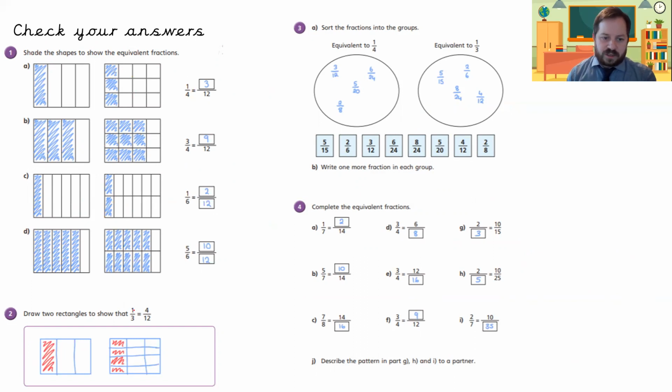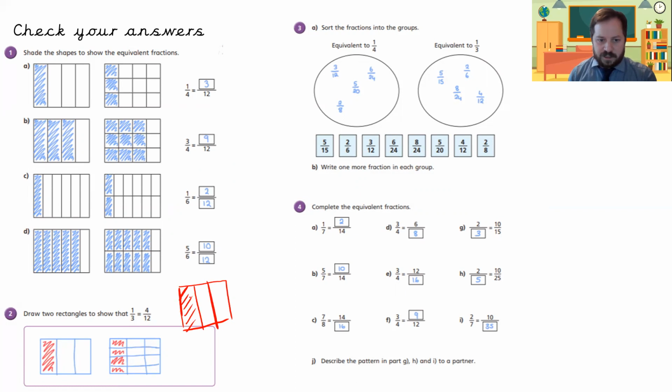Then it says draw 2 rectangles that show 1/3 is equal to 4/12. So the easiest way to actually do this is after you've drawn one, draw the other one exactly the same way. So you draw it exactly the same as you did the first one, shade it in, and then to get from 3 to 12, you have to divide by 4.